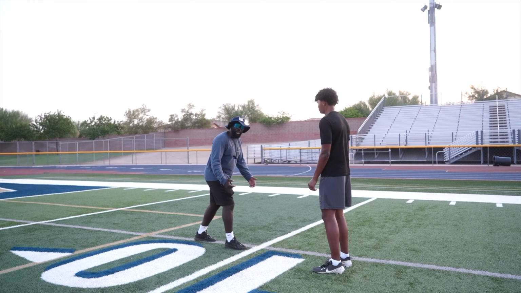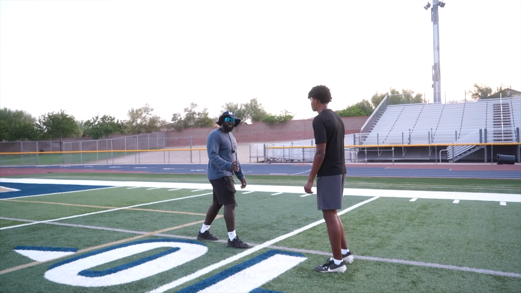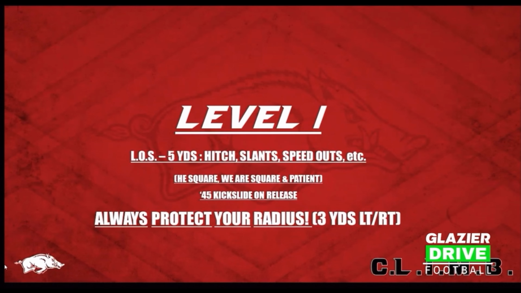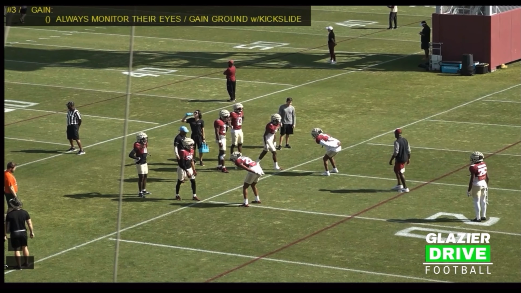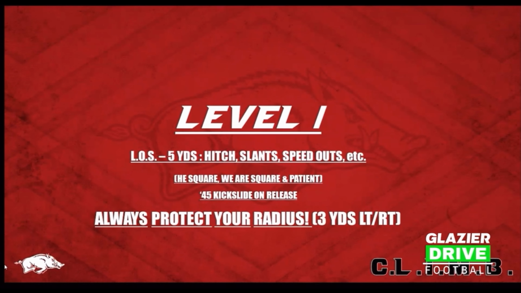So now, based off his release, you can expect what route he's going to get. All right, level 1, okay? That's from the line of scrimmage to the first 5 yards. The level 1 route is typically what you're going to get whenever they run a hitch, a slant, or a speed out. Again, what we want to do is stay square if he's square and be patient. And we utilize a 45-degree kick slide on the release to be able to cut him off and bubble it.